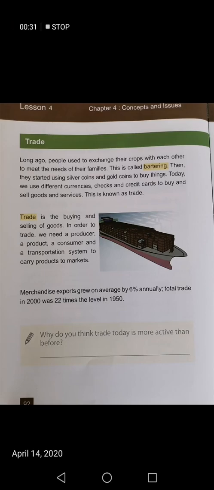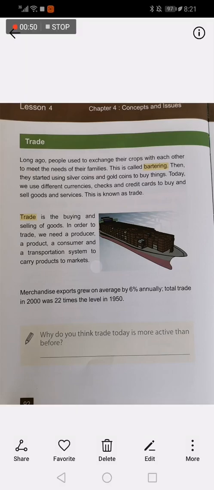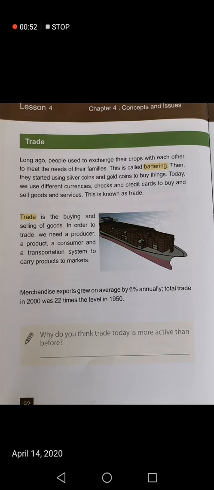Trade is the buying and selling of goods. Goods could mean food, clothes, anything. In order to trade, we need a producer and a product, a consumer, and a transportation system to carry products to markets. Merchandise exports grew on average by 6% annually. Total trade in 2000 was 22 times the level in 1950.